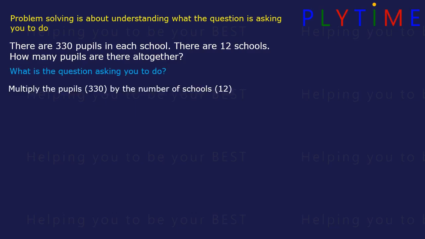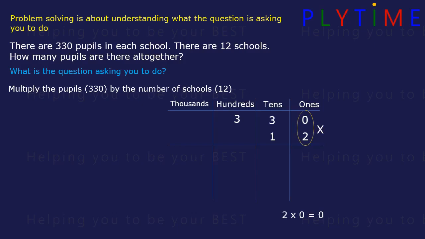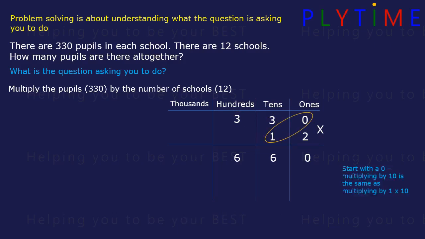What's the question asking you to do? Multiply the number of pupils, 330, by the number of schools, 12. In our columns, 2 times 0 is 0, 2 times 3 equals 6, and 2 times 3 equals 6. Then we're multiplying by 10, so we start with a 0 in the ones column and then multiply by 1. 1 times 0 is 0, 1 times 3 equals 3, and 1 times 3 equals 3 again.